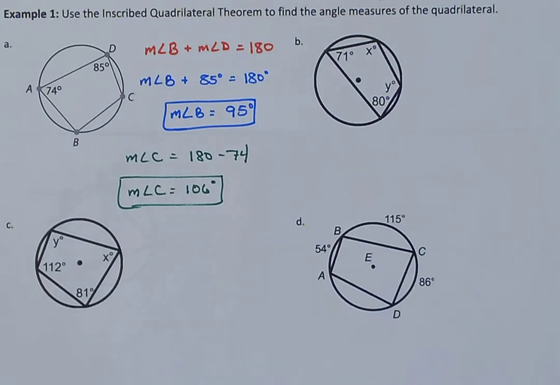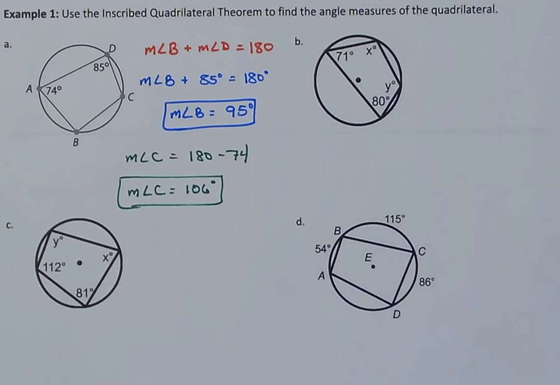So when you are going through and doing these problems on the homework, know this: opposite angles are supplementary, which means they add up to be 180. So if you know the measure of the angle opposite, you can figure out the measure of your angle by just doing 180 minus that number.